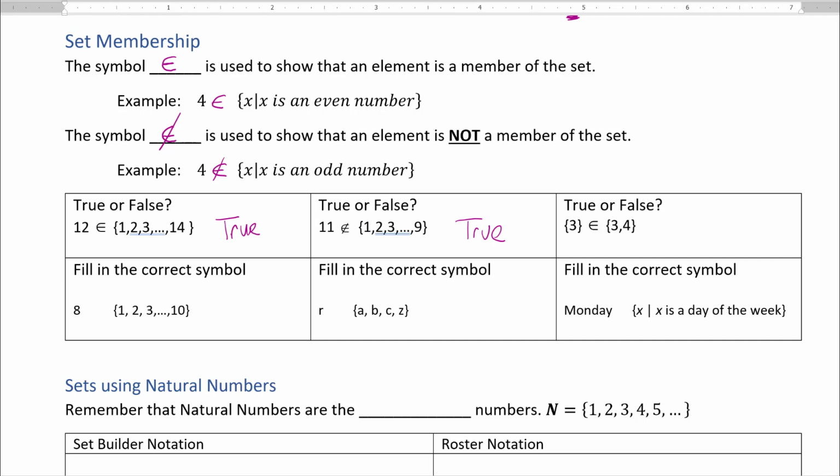Okay, now we have the set of 3 is an element of the set 3 and 4. This is false. Right here, you cannot have a set be an element of another set, okay? If it said 3 is an element, so this, let me say that this is false right here, okay? If it said 3 is an element of the set of 3 and 4, this is true.